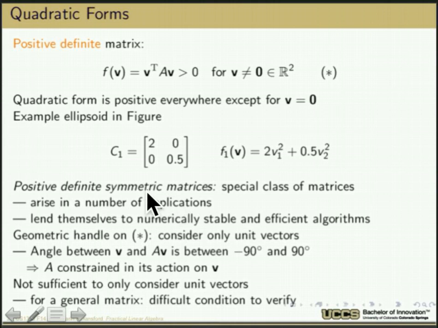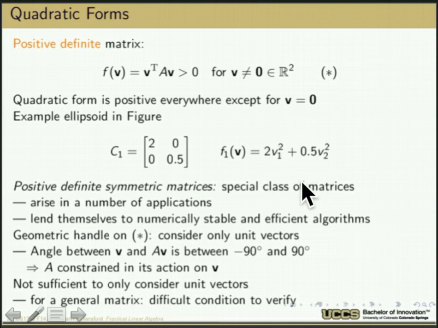So a positive definite symmetric matrix is a very special class of matrix. We've already talked about some special properties of symmetric matrices. Now we're adding this property of positive definite. And we consider a matrix to be positive definite when it has this property. They arise in a number of very special applications. They lend themselves to, again, more efficient algorithms.